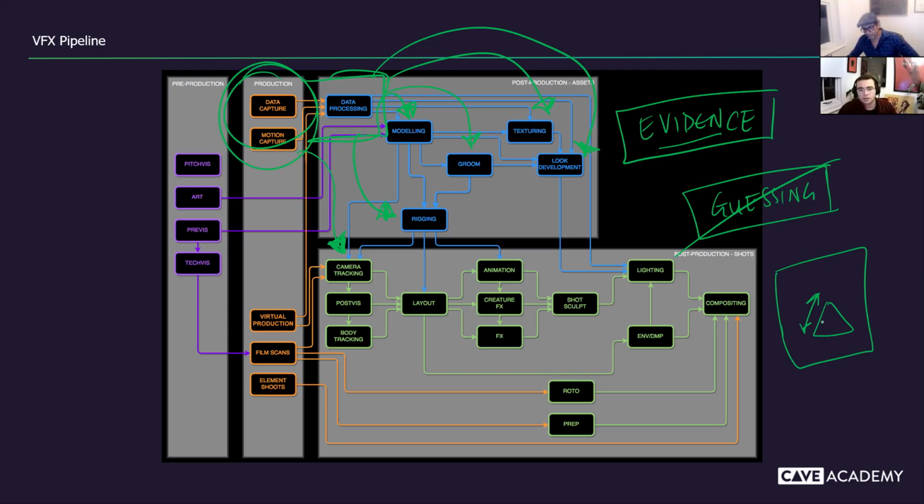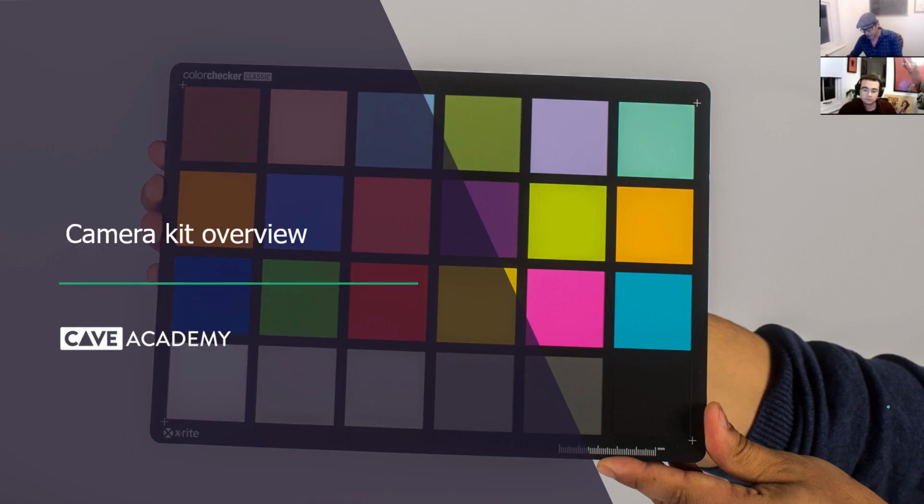The 200 artists that are going to be working on that shot, which you take 40 minutes to capture, weren't there when you were. So you have to make sure that you have an array of data to give to them, so they know as much as you knew at that moment in time. Yeah, without a doubt. So we're going to quickly cover standard camera kit.